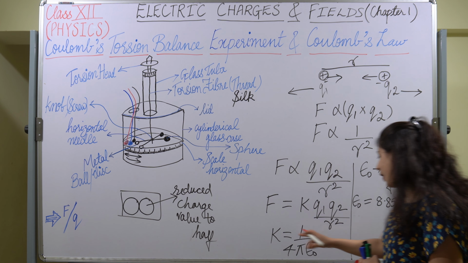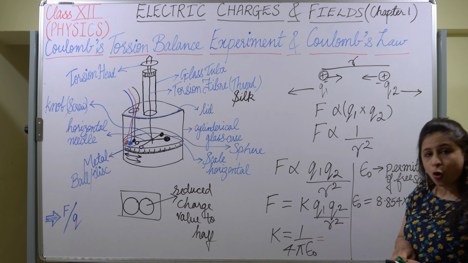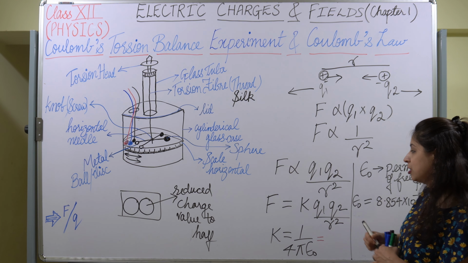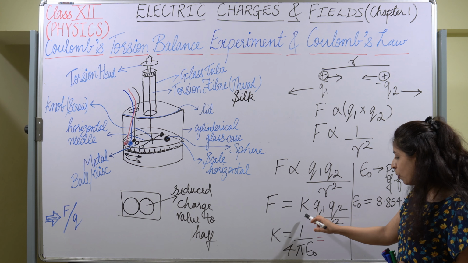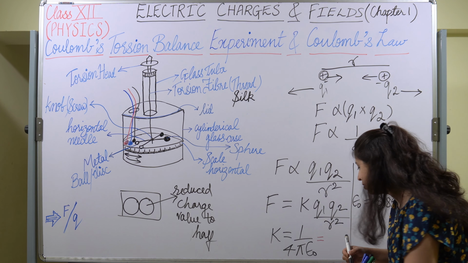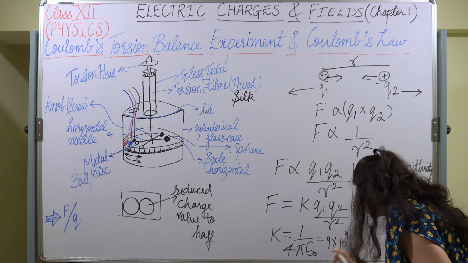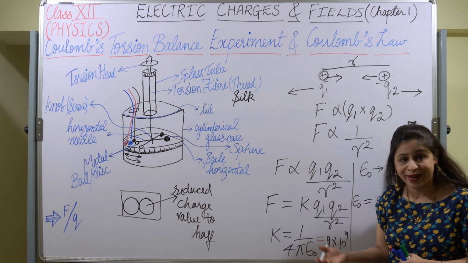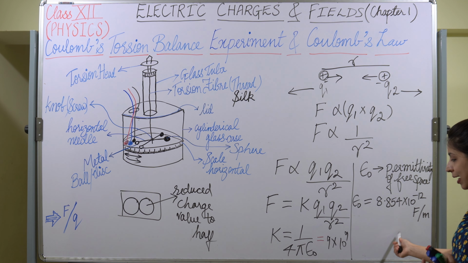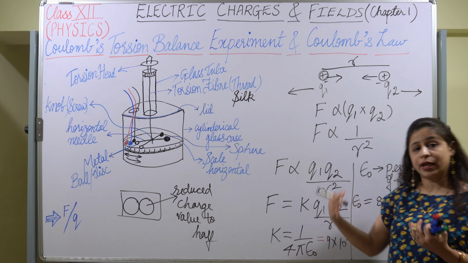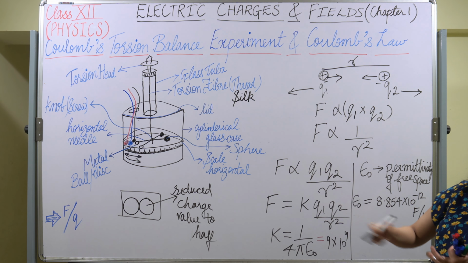Also, K is a proportionality constant because we are removing the proportionality sign. So the constant to be placed is known as the proportionality constant, and its value is 9 into 10 power 9. This value is very important from the numericals point of view. You can directly place the values and get the numerical values, whether for force, charge, or the distance.